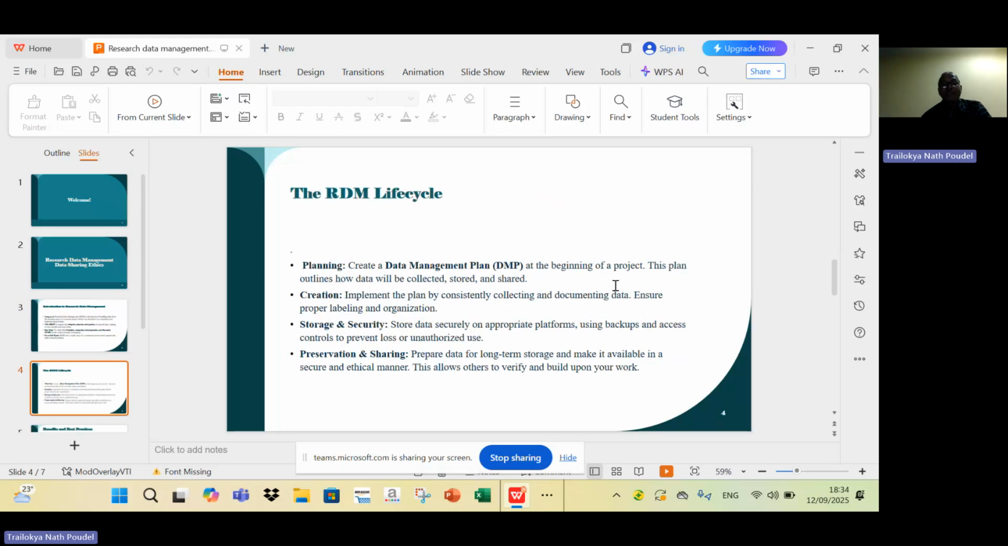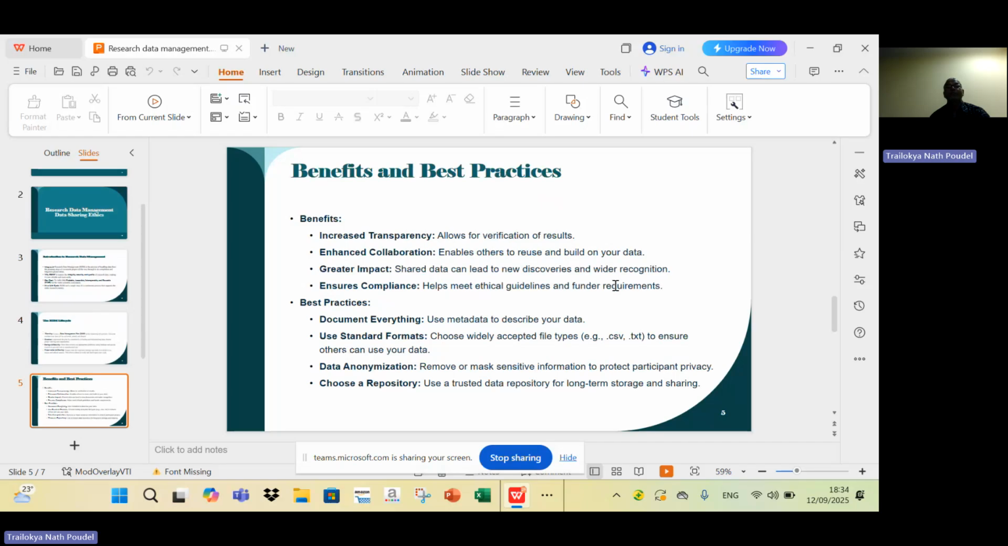And next, preservation and sharing. Prepare data for long-term storage and make it available in a secure and ethical manner. So this allows others to verify and build upon your work. And so next we see the benefits and best practices of RDM. And there are certain benefits. Let's see them in short.